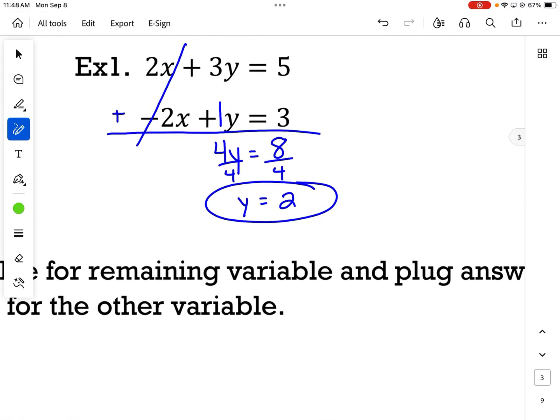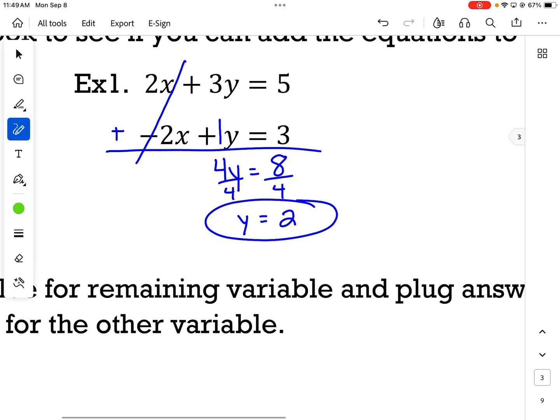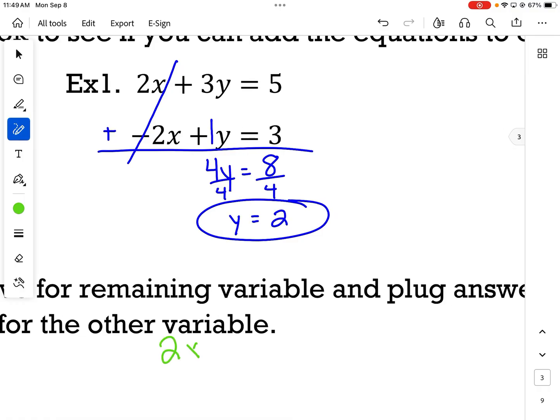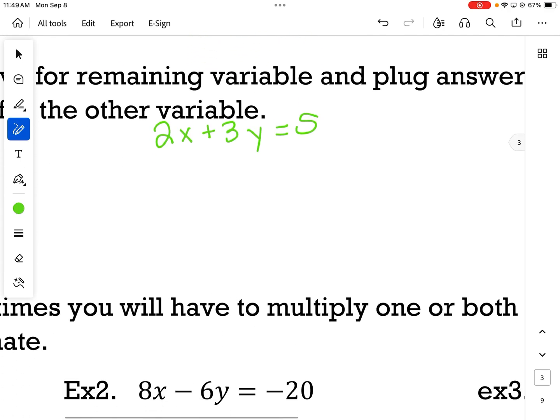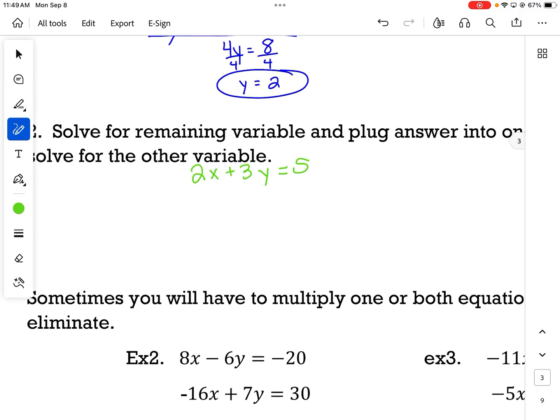So you can pick the top one or the bottom one to sub in the y is 2. I would pick the top one, 2x plus 3y equals 5. And the reason is simple numbers, there's no negatives. So I just want to pick the easier one to substitute it into. So it's 2x plus 3y equals 5. I'm going to substitute in that 2 for y. So it's 2x plus 3 times 2 equals 5.